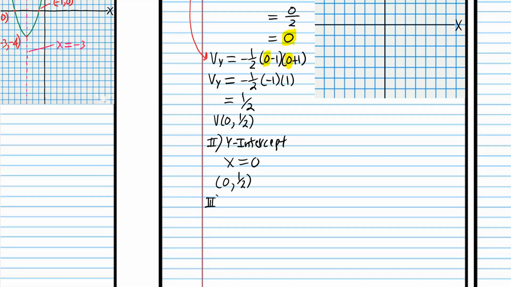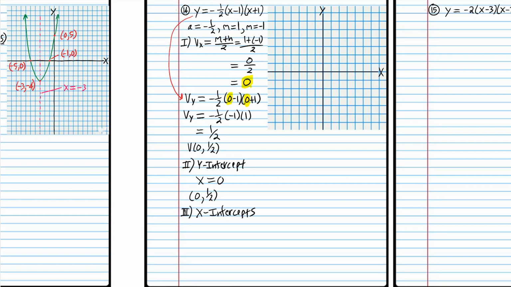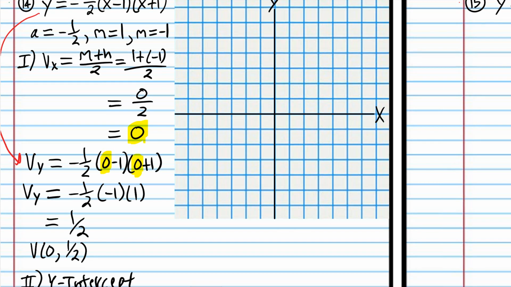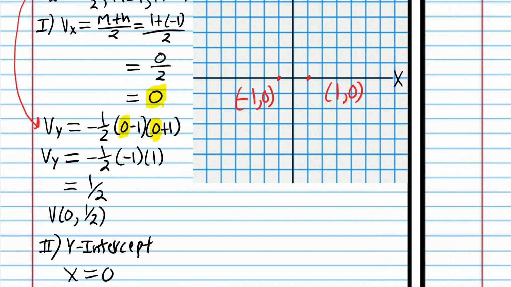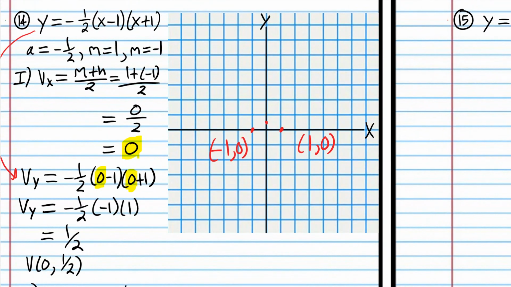And step 3 is to find the x-intercepts. And because that equation up there is in intercept form, we can see the x-intercepts: (1, 0) and (-1, 0). Let's go ahead and plot those x-intercepts, (-1, 0) and (1, 0). And the vertex is (0, 1/2), which is there.